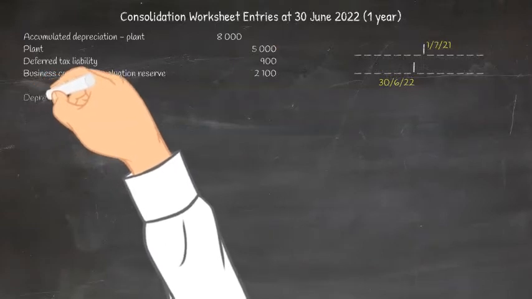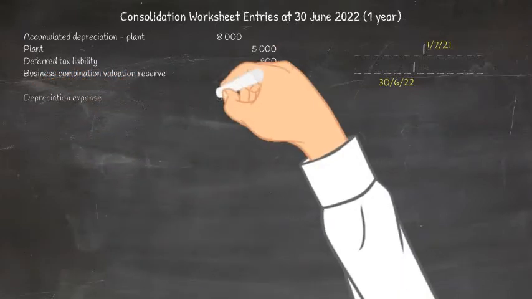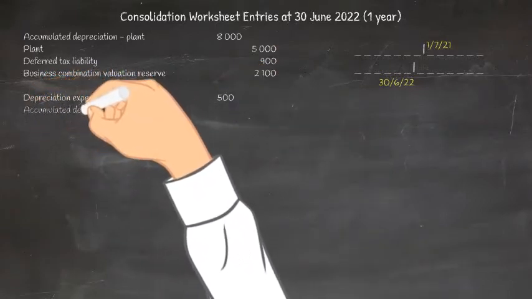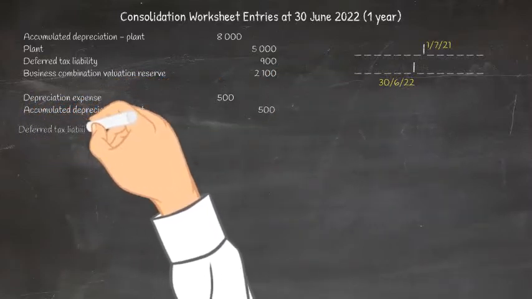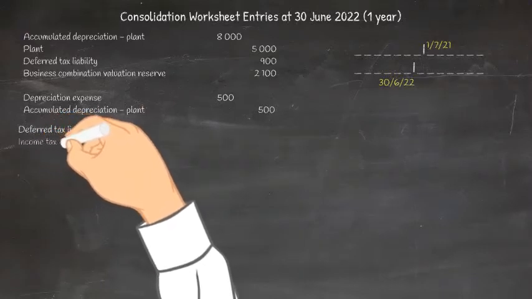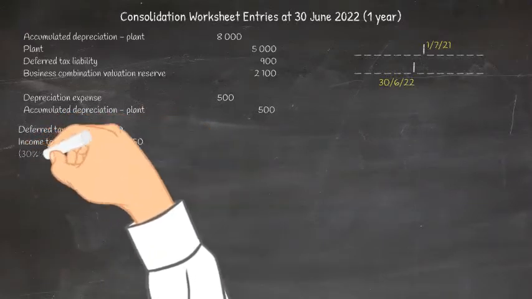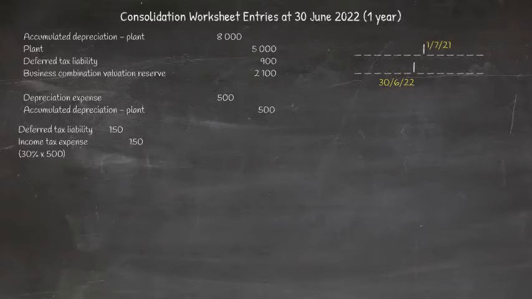This is because consolidation entries do not carry over, so they need to be repeated. Then we account for the depreciation expense for the year, which is calculated using the upward revaluation of 3,000 divided by the useful life of 6 years. We must not forget about the tax entry for depreciation.